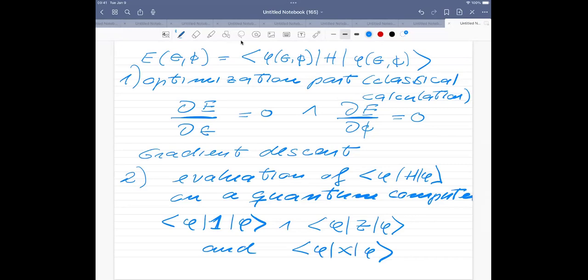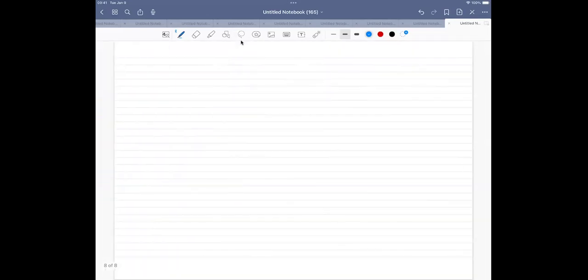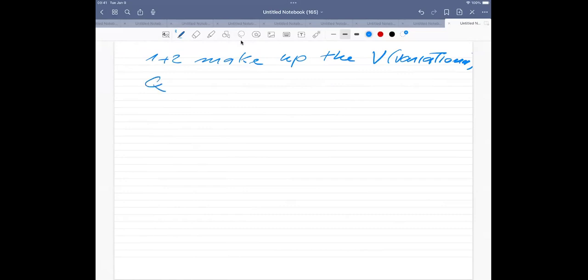Now, these steps 1 and 2 make up what is called the variational quantum eigensolver. And that is the most used algorithm for studying quantum mechanical problems on a quantum computer. So 1 plus 2 here make up, and this is what we will discuss in more detail next week, the variational, V for variational, Q for quantum, and E for eigensolver. Solver algorithm.